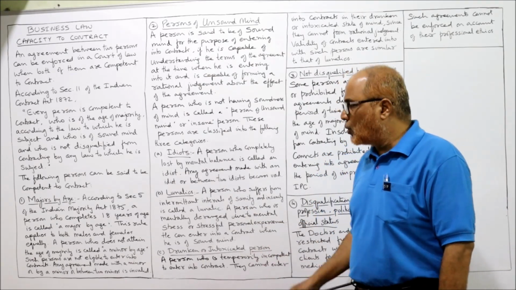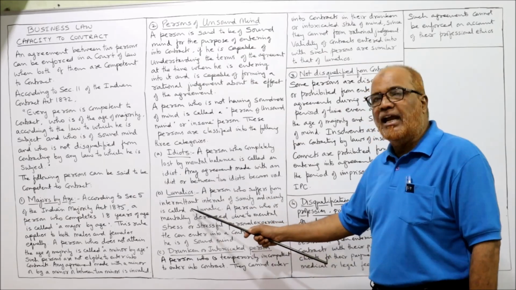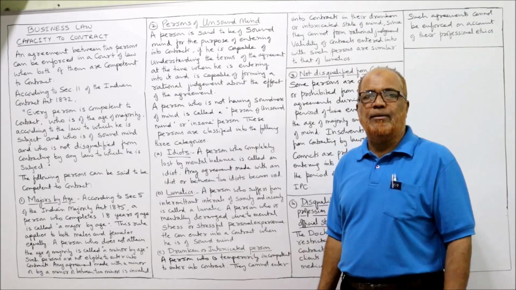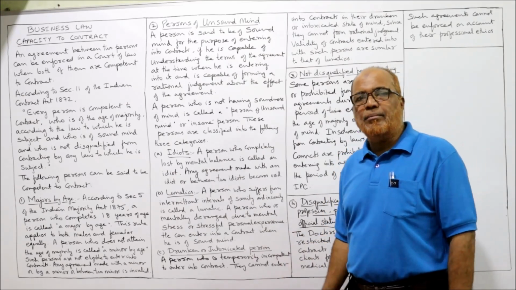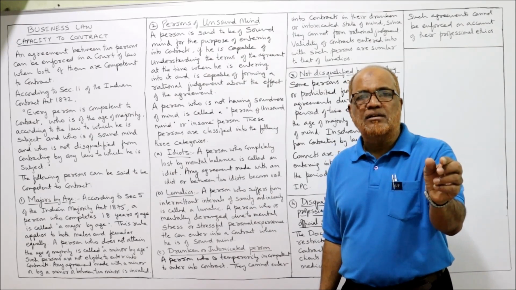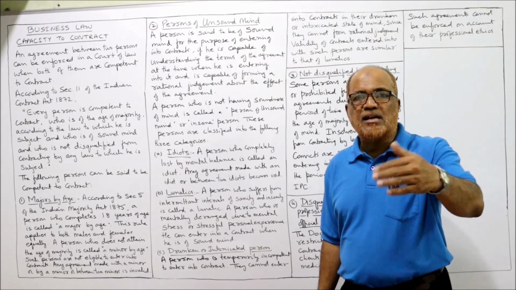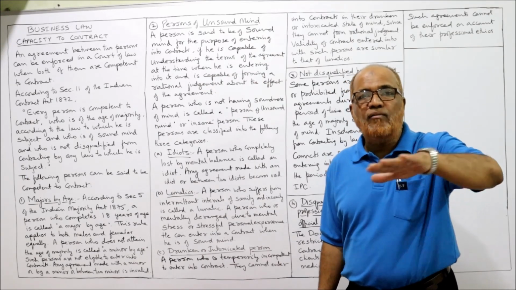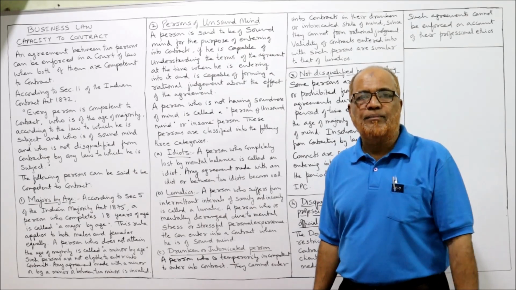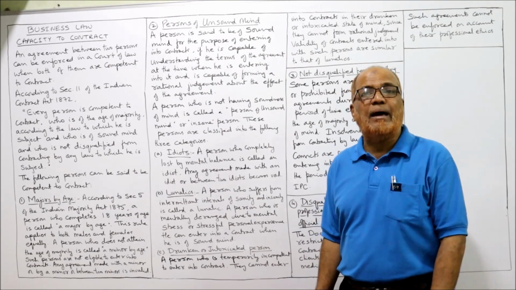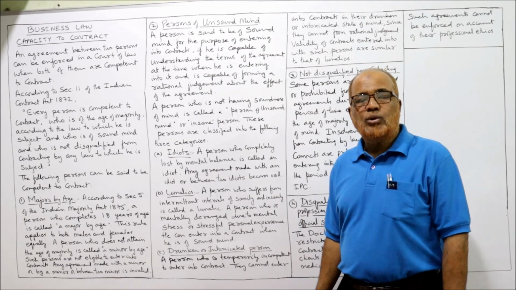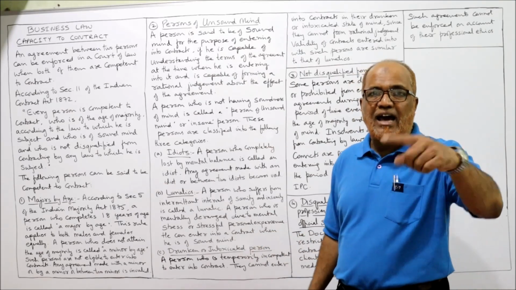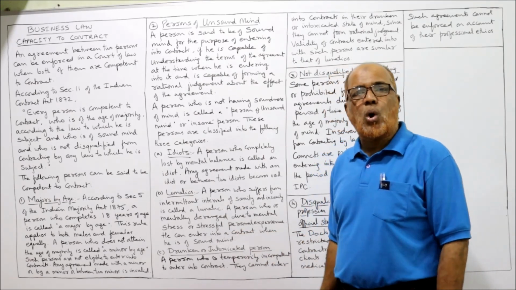Secondly, lunatic. Who is a lunatic? A person who suffers from intermittent intervals of sanity and insanity. That means sometimes sane, sometimes insane. He is not always in a sane soundness of mind. Sometimes he loses his mental ability to understand. So his mind suffers from intermittent intervals of sanity and insanity. That person is called a lunatic.